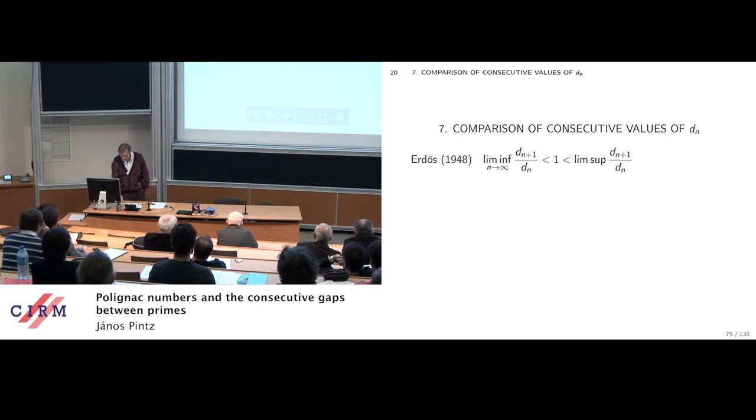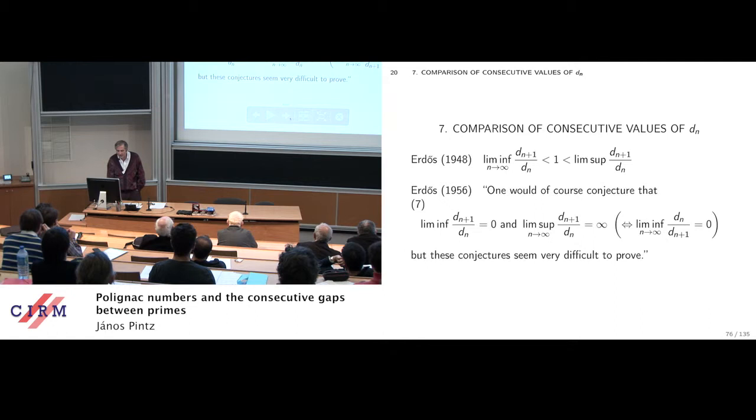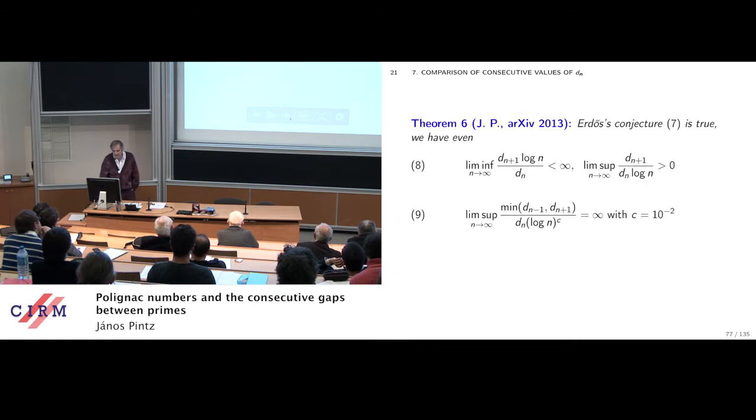And he asked the question whether this ratio could go to infinity, and he remarked that these conjectures seem very difficult to prove, which is up to some extent true, because for the proof we need some sort of generalization even of Zhang's result.